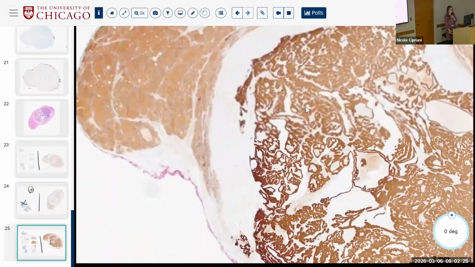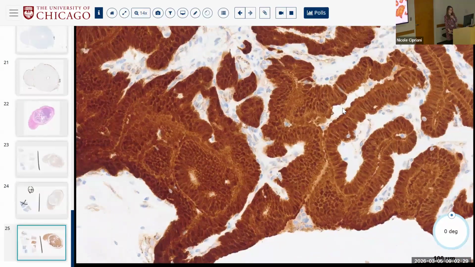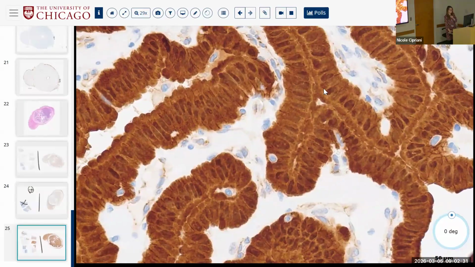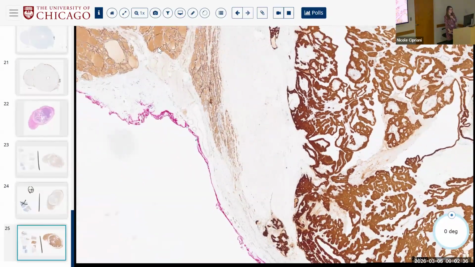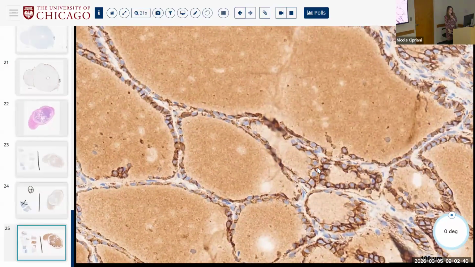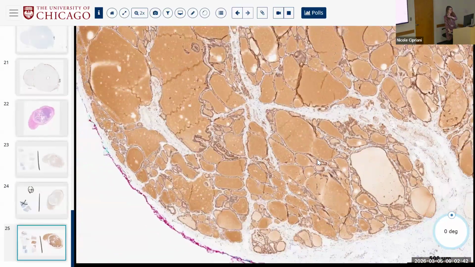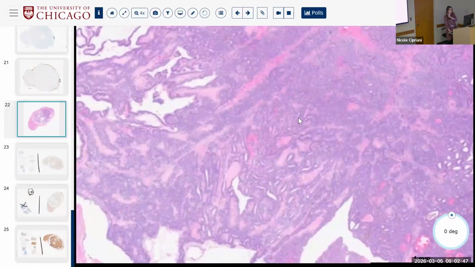And they are very strongly positive in nuclei and cytoplasm for what? Beta-catenin, right? Since these are FAP Wnt pathway associated. The normal beta-catenin is membranous only. So at the very end of this presentation, this is the second syndrome. This is cribriform morular carcinoma.